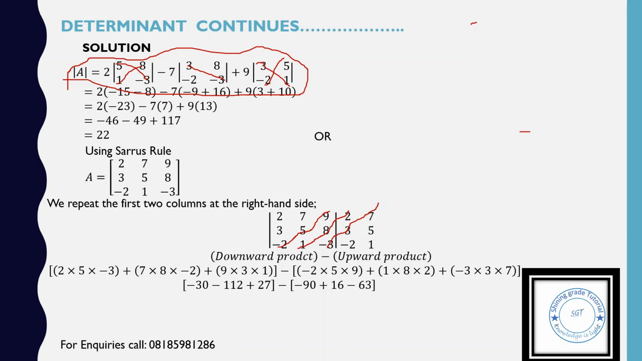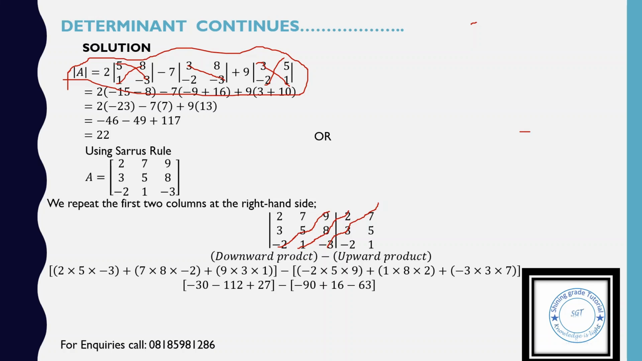So here, 2 times 5 times minus 3 is minus 30. 7 times 8 times minus 2 will be minus 112, and here minus times plus will be minus. Here 9 times 3 times 1 is 27, and that will still remain plus, it is not negative. So this is the product of all downward multiplication, and we have to sum them now. Then minus the sum of all upward products.